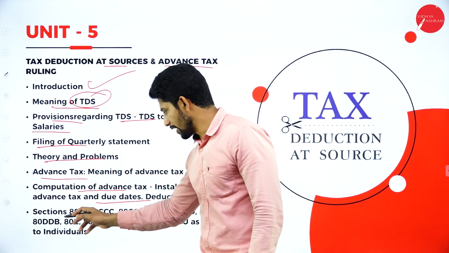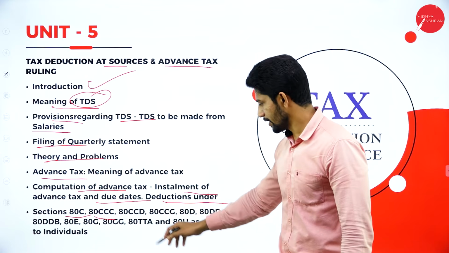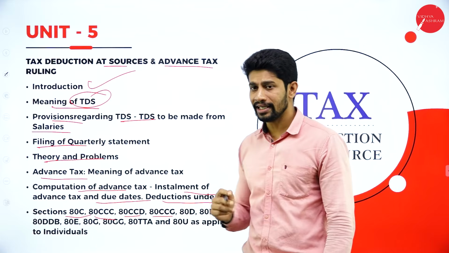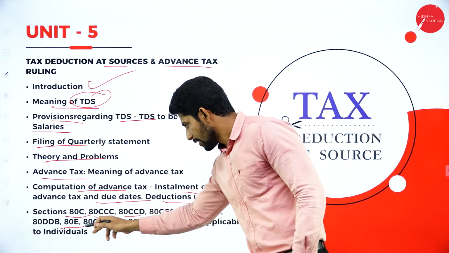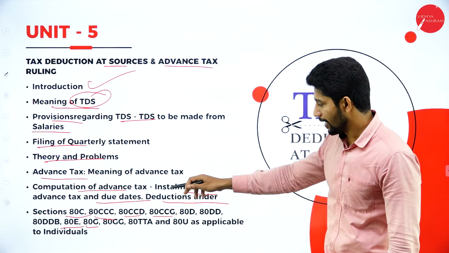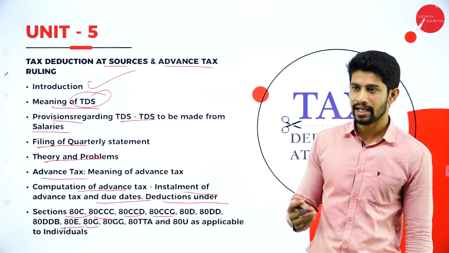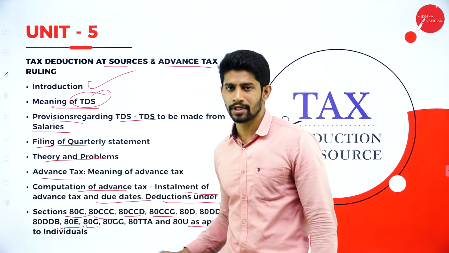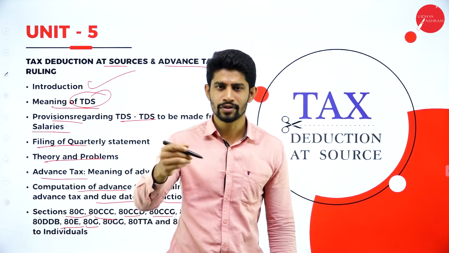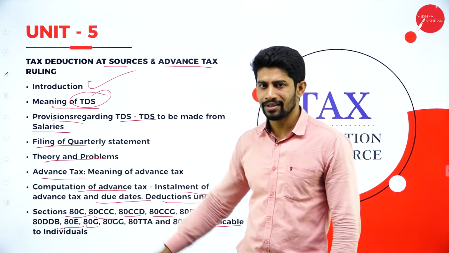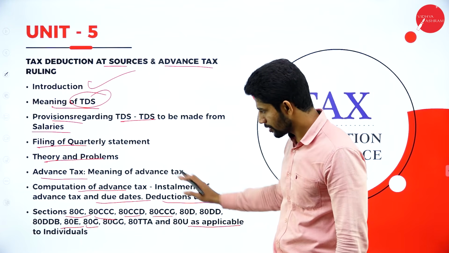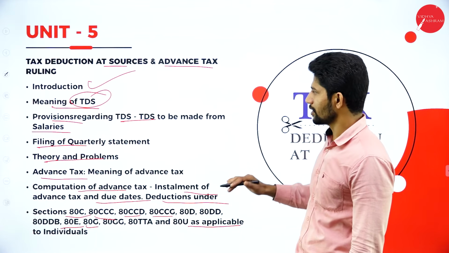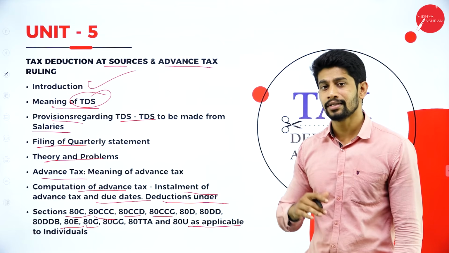So we will be studying 80C, 80CCC, 80CCD, 80CCG, 80D, 80DD, 80DDB, 80E, 80G, 80GG, 80TTA and 80U as applicable to individuals. These sections are applicable to an individual person. If any individual person is earning income, you can claim these deductions. So about these deductions we are going to study under this particular unit. From this unit you will be studying both theory as well as problems.